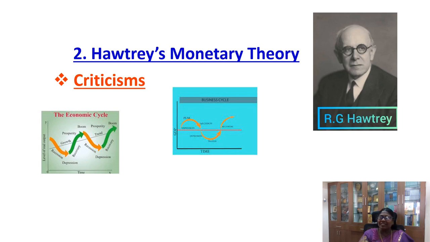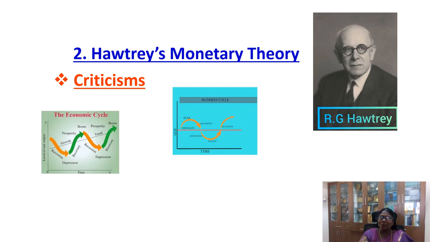When the economy is at the level of depression, banks have excess reserves. Therefore, banks will lend at a low rate of interest, which makes the entrepreneurs borrow more. Thus, revival starts, becomes cumulative, and leads to boom. Let me elaborate further on the criticisms of Hawtrey's theory.